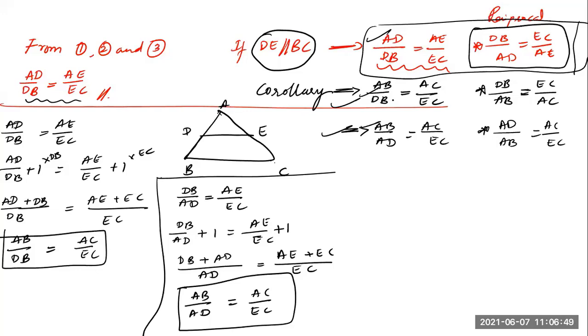And in the next class, we'll cover the converse of the basic proportionality theorem, but proof is not required. It is not there in the syllabus, so we are not doing it. Just we'll give the statement. Is it clear? Any question here? No, sir. Any question?